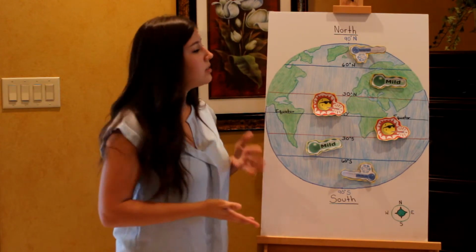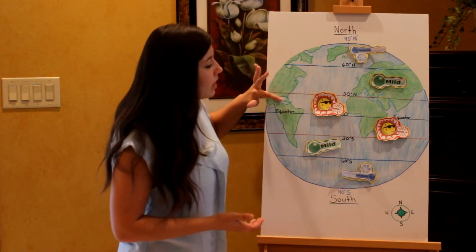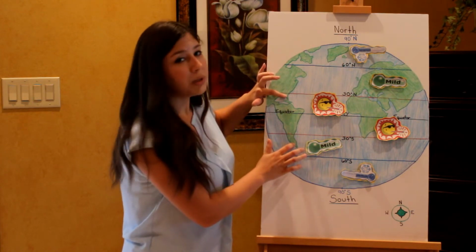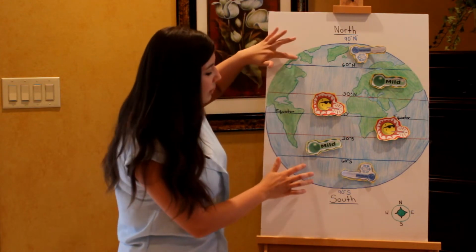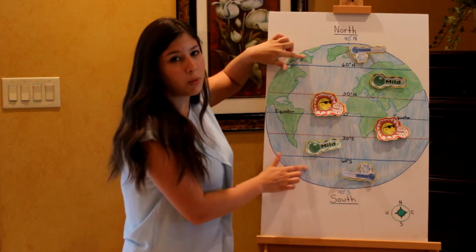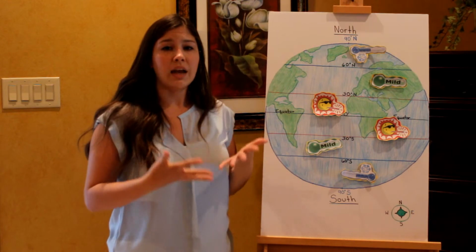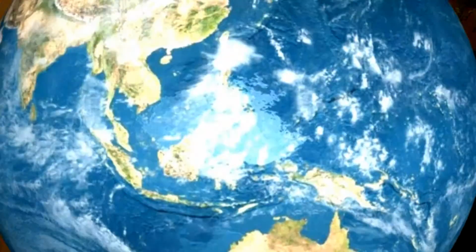Well, it's because we get a little bit of the heat coming from the equator's area, and we get a little bit of the cold that's coming from the north and south poles. When these two mix, it gives us a really nice, moderate climate.